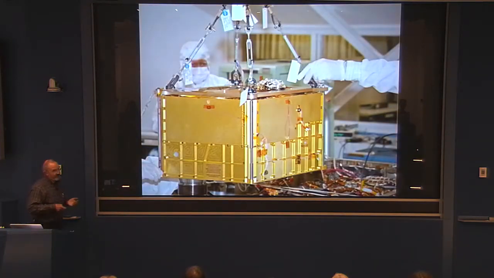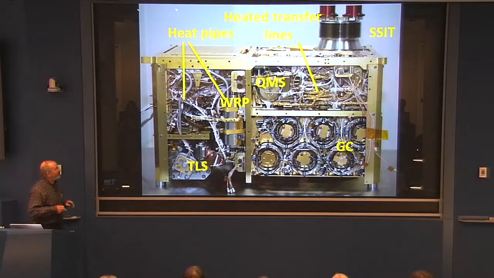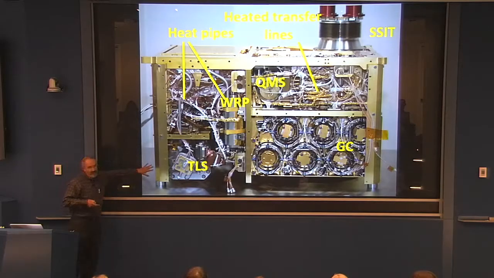This is a picture of SAM, the Sample Analysis at Mars instrument. It looks fairly benign in its golden box. When you take the covers off, you can see it's incredibly complicated, consisting of basically ovens, heat pipes, lines, a quadrupole mass spectrometer, a gas chromatograph, and a tunable laser spectrometer.